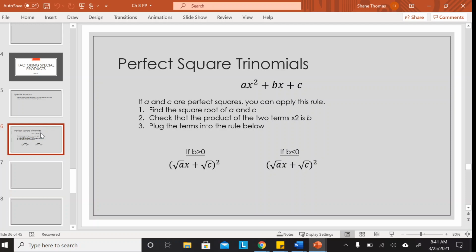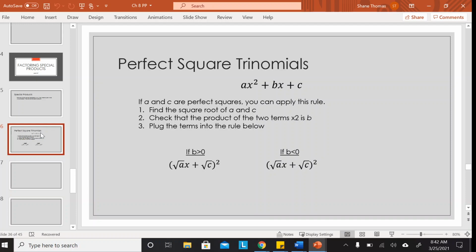So the first one is called a perfect square trinomial. You want to write this down. A perfect square trinomial in our standard form ax squared plus bx plus c: if a and c are perfect squares, you can apply this rule. First, you find the square root of your a term and the square root of your c term. Second, check that the product of the two terms times 2 is b, and then plug the terms into the rule below.